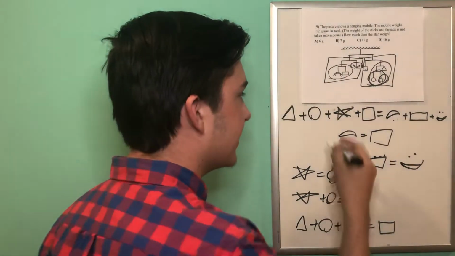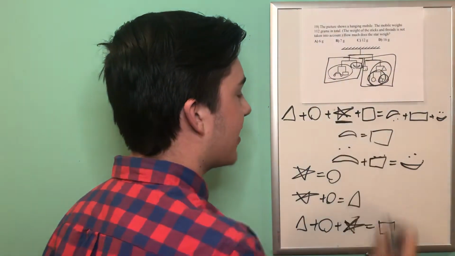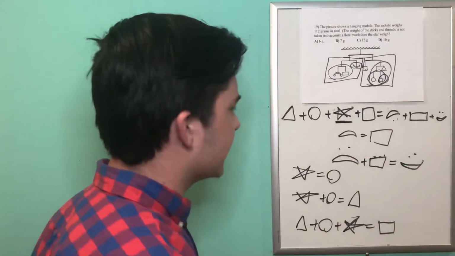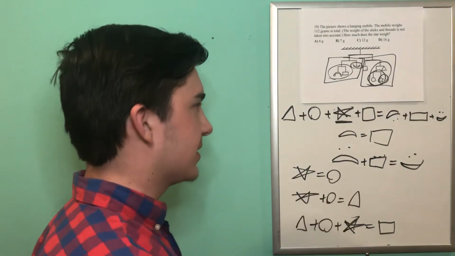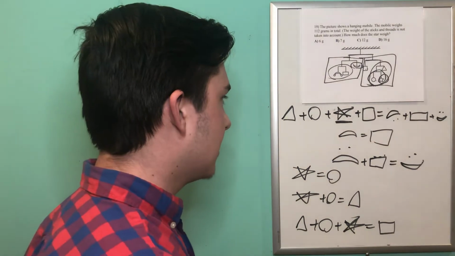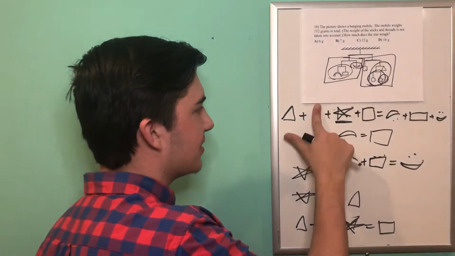Now, we're looking to find the star. That's what we want, the star. So let's think about this for a second. Well, we know the star is equal to circle, and circle is equal to star, right? So how about we try that? Let's get rid of circle and put in star.